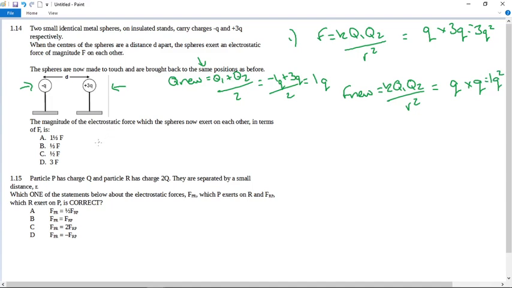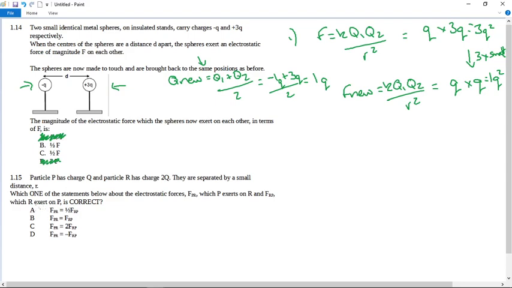The force has decreased. So any answer that is bigger, okay, we are going to immediately do away with. This one is bigger than F. This one is bigger than F. We're going to get rid of them because the force has decreased. So if we compare them, this force was 3Q squared. This force is 1Q squared. This one is 3 times smaller, and 3 times smaller is the same as saying 1/3. So the answer here is B. The new force is 1/3 of the original force.